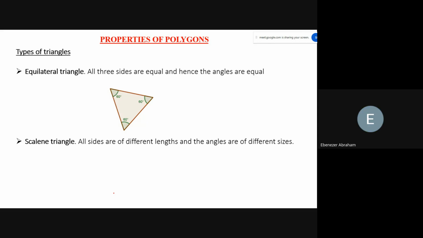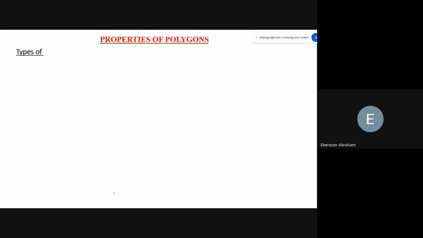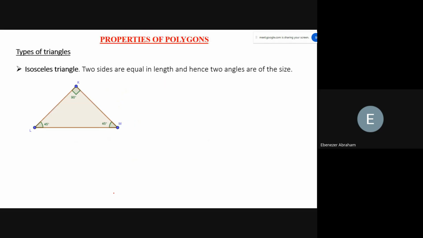Yeah. Which one? And then isosceles triangle. Isosceles triangle. Yeah. There are certain. I'm listening. Acute angle triangle. Acute angle triangle. What does that one look like?